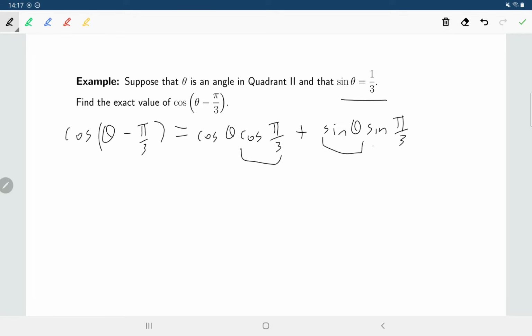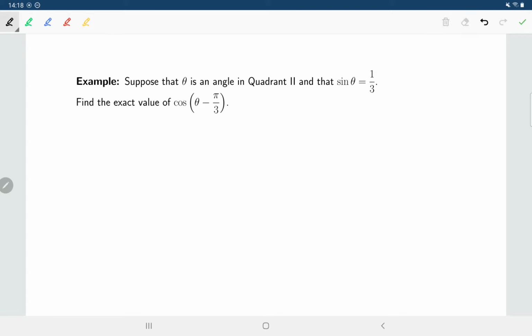We know that we could find sine of pi over 3 and cosine of pi over 3 just using our special triangles. But we would still have one thing left to figure out, which is what is cosine of theta. So before we use that difference identity, we're going to first need to figure out what is cosine of theta. So that's going to be my plan here. I'm going to first find cosine of theta. Then once I know cosine of theta and sine of theta, and I've got my special triangles, then I'll be able to use that difference identity.